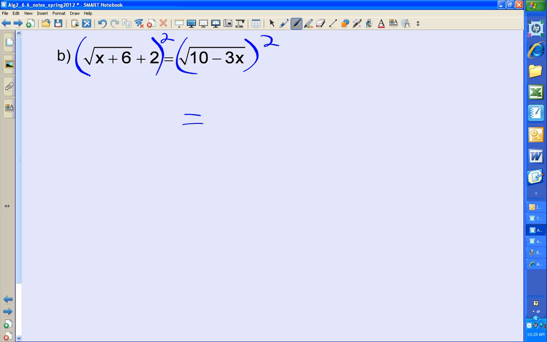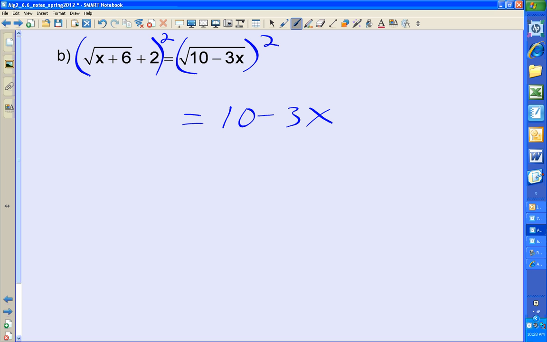Now again, on the right-hand side, easy. Malin, what do I get on the right? You get 100. Or no, you get 10 minus 3x. 10 minus 3x. The whole deal is to get rid of the radical. It's gone. On the right-hand side, easy.